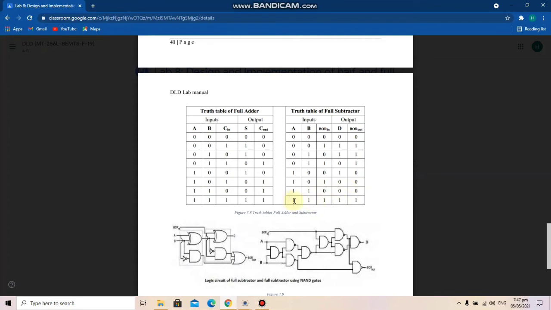And when we come here, 1 minus 1, which is A minus B, is equal to 0, and then 0 minus 1, so we will need a borrow. So borrow out becomes 1, and the result of A minus B, which is 0, becomes 1 0, which is equal to 2, and 2 minus borrow in, which is 2 minus 1, equals 1, so the output is 1 1.